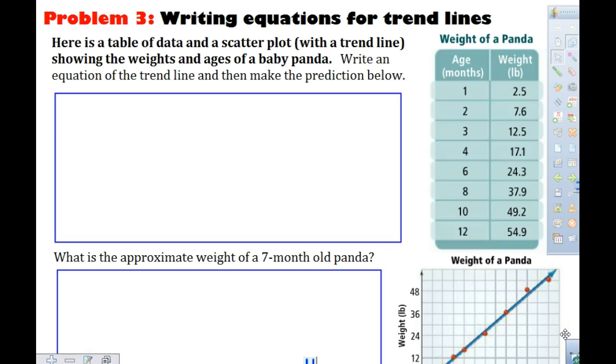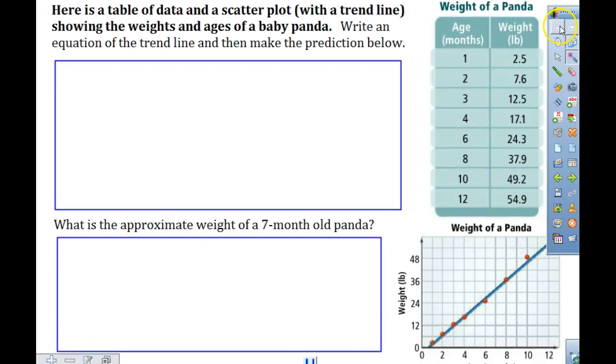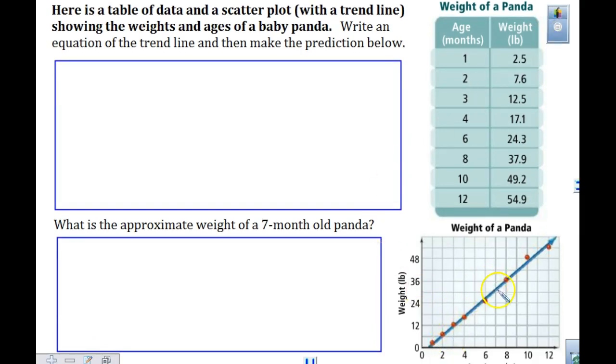All right, so writing trend lines. So here is a table for data on that next page down with a trend line showing the weights and ages of baby pandas. So we're asked to write an equation for the trend line and make the prediction. So first thing we want to do as we look at this is we want to try and pick 2 points that are on our line. So if we were looking at points that are on our line that were also data points, to me this looks like a good one. So at 8, right? 8, 37.8.